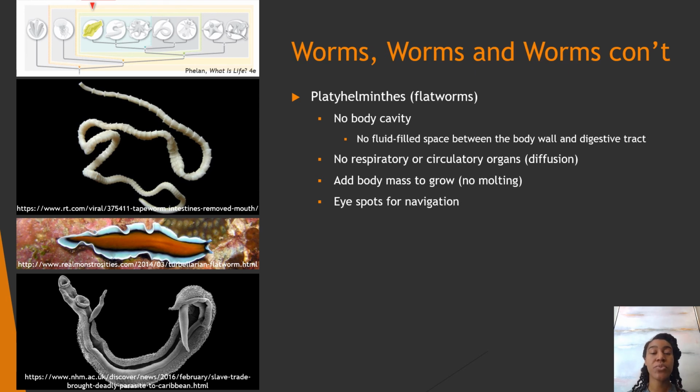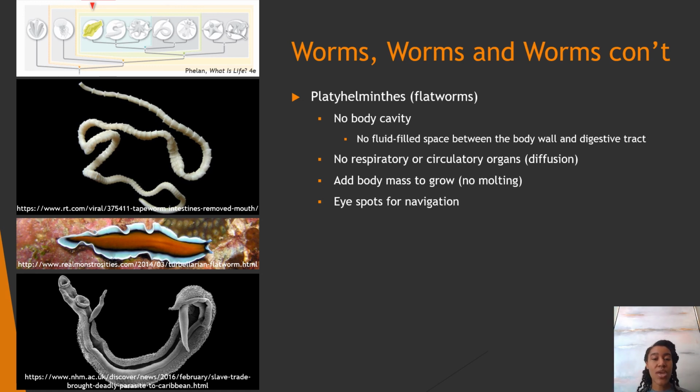The first phylum of worms we're going to talk about is platyhelminthes. Platyhelminthes are often referred to as flatworms, and they're referred to as this because they are flat. They're really flat. These platyhelminthes don't have a body cavity that separates their digestive tract from their body wall. All the other worms do. They also do not have respiratory or circulatory organs, and that's simply because they don't need them. They're so flat that all of their cells can just undergo diffusion with their environment to exchange gas and to remove waste and things like that. So they don't need a circulatory or a respiratory system.